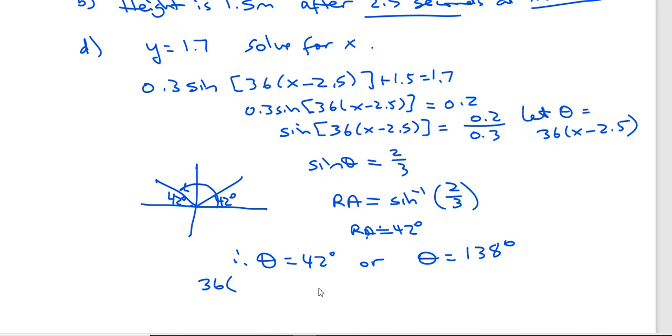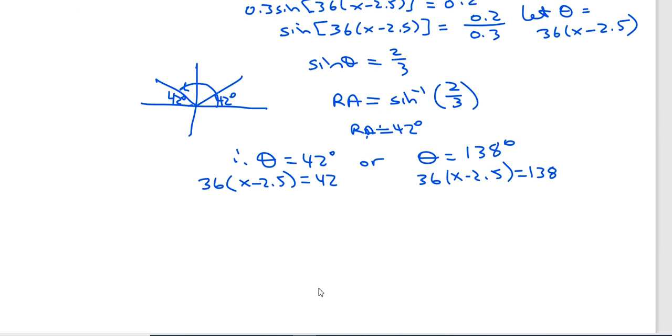Now, the question's not asking about theta, the question's asking about x, so I have to put my x back. So 36 times (x minus 2.5) equals 42, or 36 times (x minus 2.5) equals 138. Now I've got to solve this for x. So x minus 2.5 is 42 divided by 36. I'm just going to avoid using the calculator until the very last step. So x is equal to 42 divided by 36 plus 2.5, which is 3.666, so let me say 3.67.